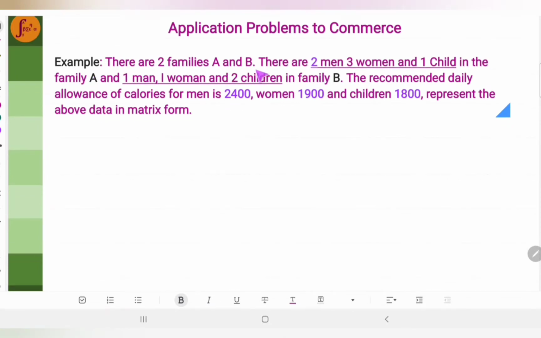There are two families, A and B. There are 2 men, 3 women, and 1 child in family A, and 1 man, 1 woman, and 2 children in family B. The recommended daily allowance of calories for men is 2400, 1900 for women, and for children it's 1800. Represent the above data in matrix form.